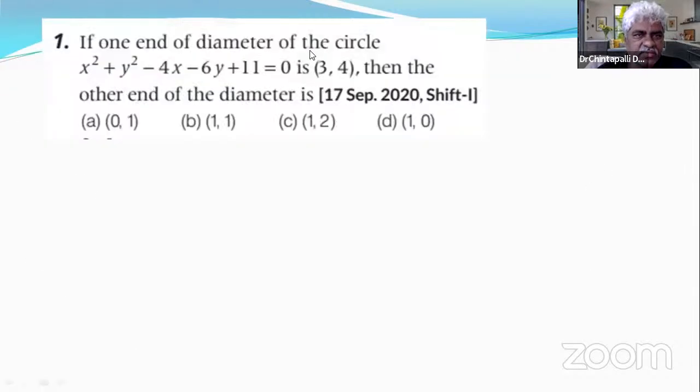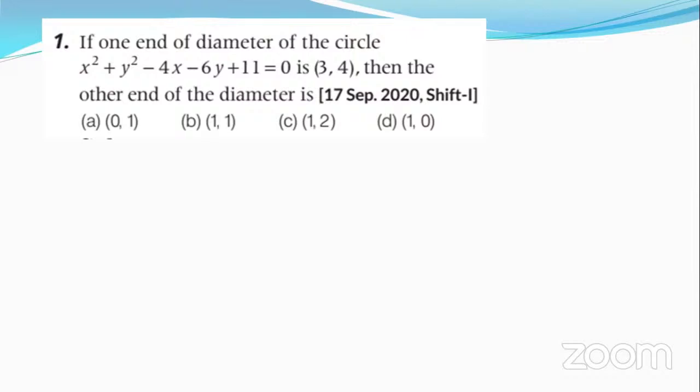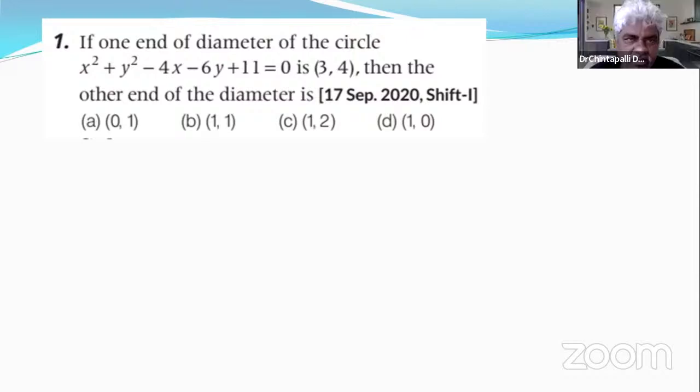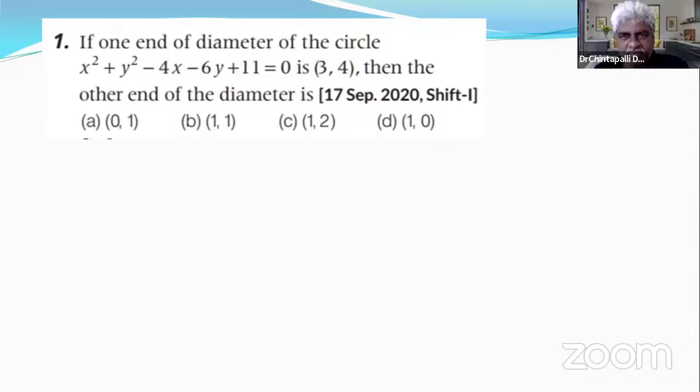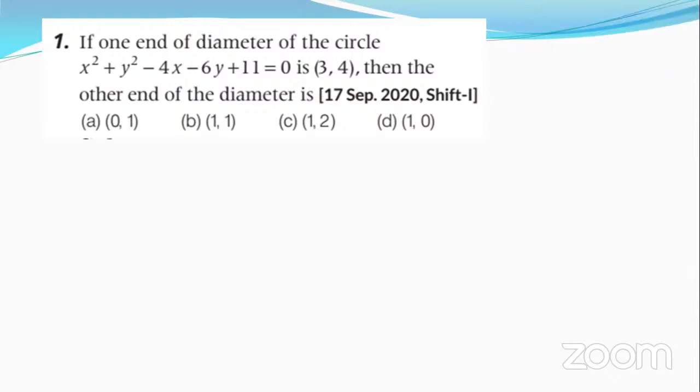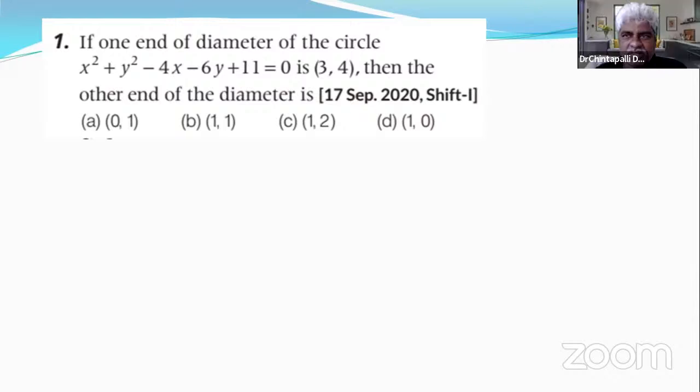Now let us see the objective questions. What's your idea to solve this question? If one end of the diameter of the circle is 3,4, then the other end of the diameter. As we know, diameter is double the radius. First, from the given equation, as we learned how to find the center and radius of a circle, let us find the center and radius. To find the center, we need the values of g and f.